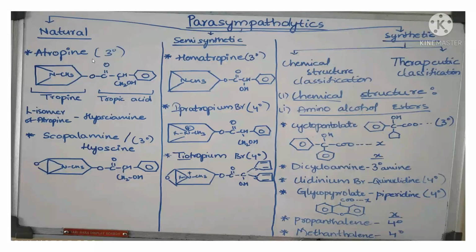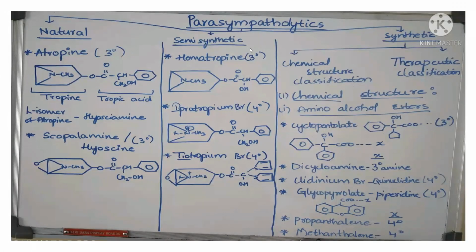So atropine consists of a tertiary amine. This is the structure. This is the tropine ring and this is the tropic acid. The L isomer of atropine is hyoscyamine. The next drug is scopolamine, which is also called hyoscine, and it consists of a tertiary amine. It is totally similar to atropine, but it consists of an oxy group in its structure.